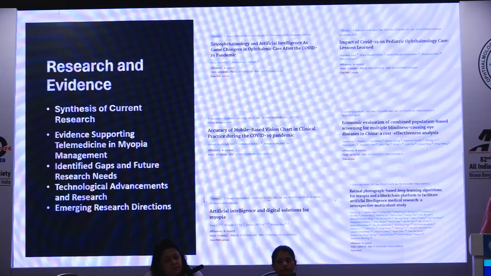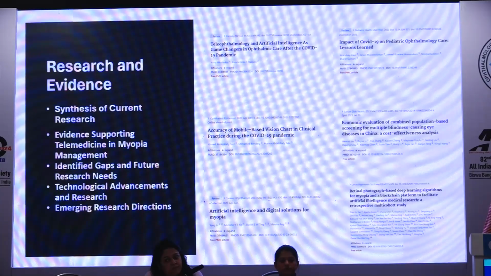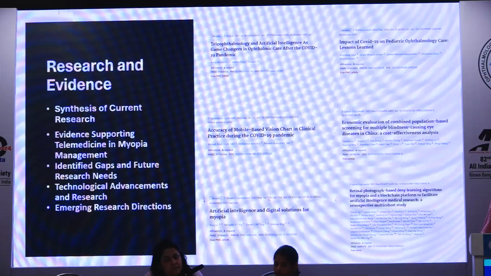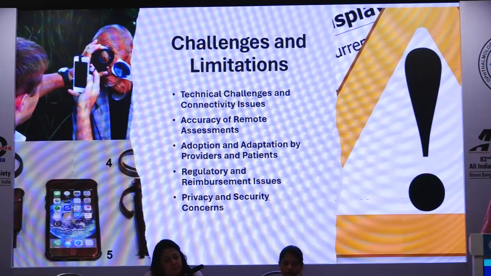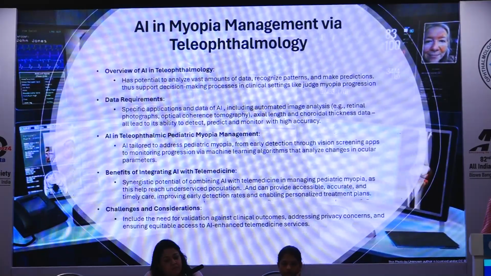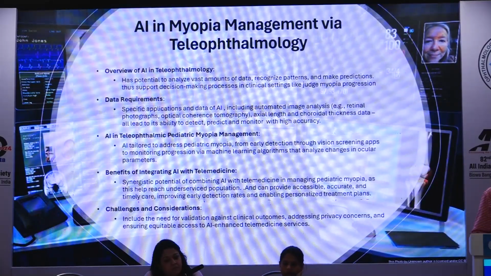And a lot of research has been done in different streams, and we are now more inclined to using this as a platform of reaching the underserved, so that may work. Of course, there are a lot of challenges and limitations still, and there are a lot of questions about security concern and privacy, which have been slowly answered. And before I wrap up, just a few more slides about myopia management.